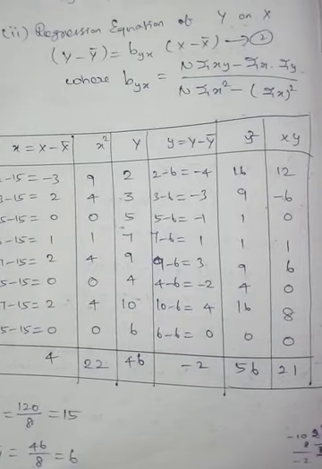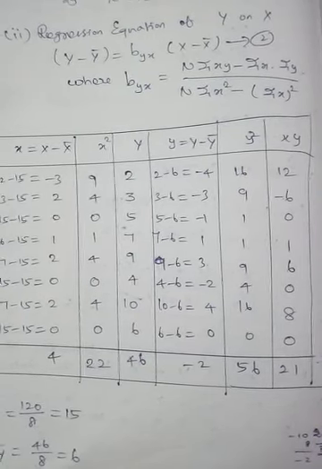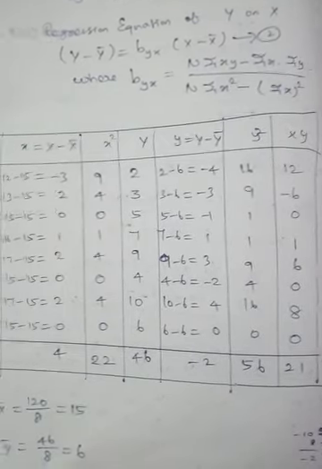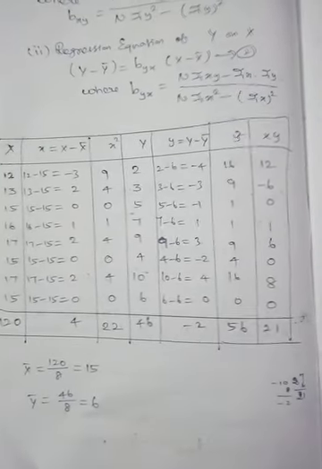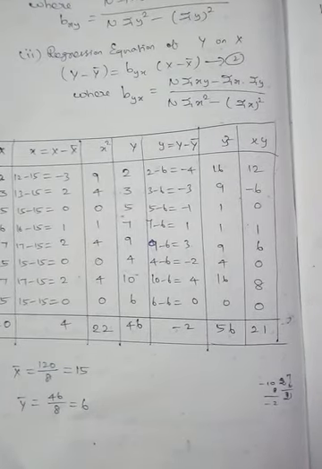Okay, only one negative value. So add all the positive values and then subtract 6. So we will get 21. Am I correct? So after completing this table, we have to find the regression coefficients bxy and then byx.